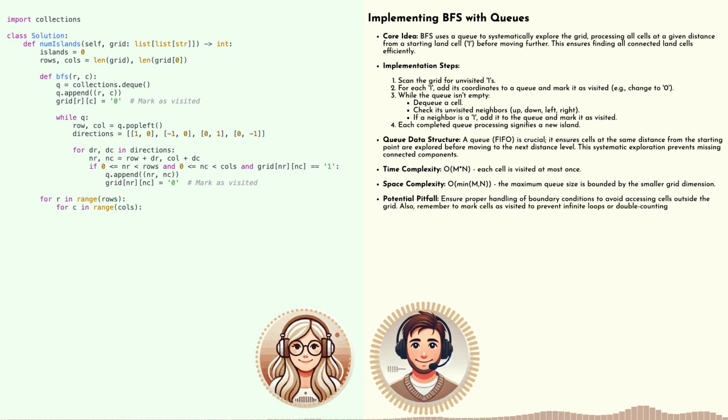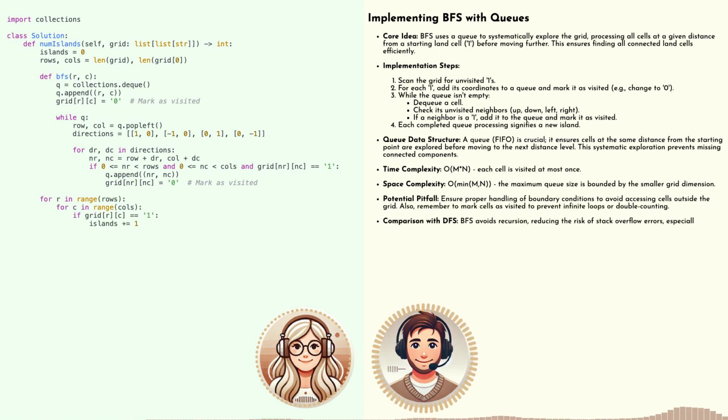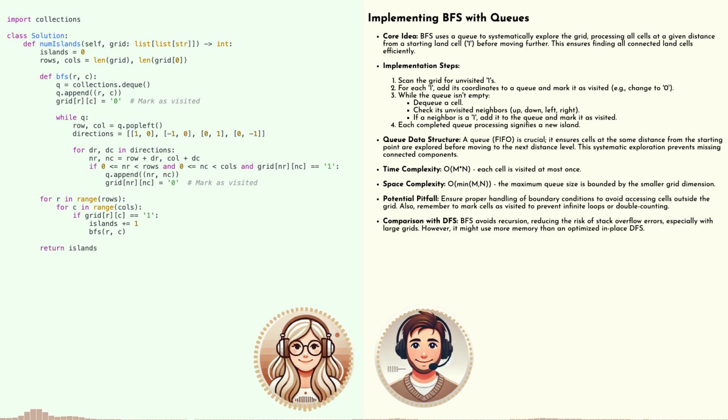Could we also modify the grid itself with BFS, like we did with DFS? Absolutely. We can use the same trick here. Change the values of visited land cells so they stand out from the unvisited ones. Okay, so that part's similar. But how do we actually do this layer-by-layer exploration? Recursion doesn't seem like the right tool for this, does it? You're right. Recursion isn't the best fit for BFS.